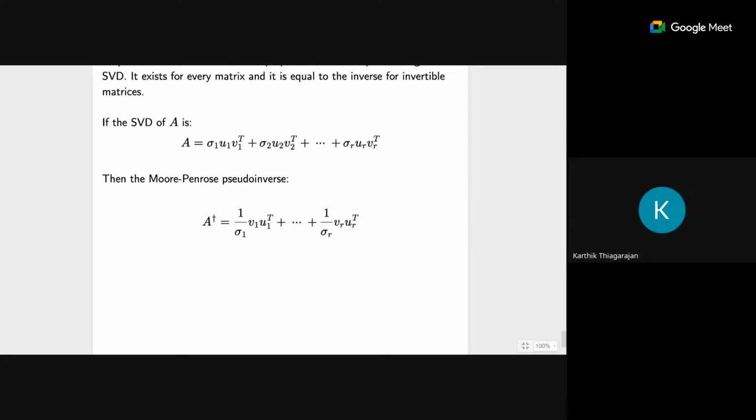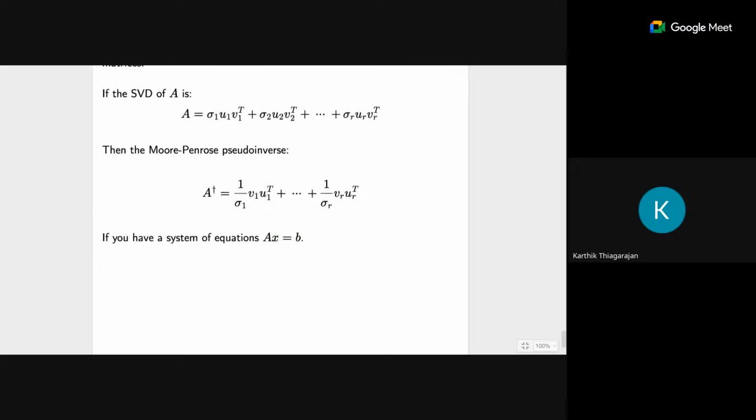Okay, so where is this used? If you have a system of equations Ax equal to b. Remember, right? This is what we started off the course with in week 3, the linear algebra part. The least square solution to Ax equal to b.